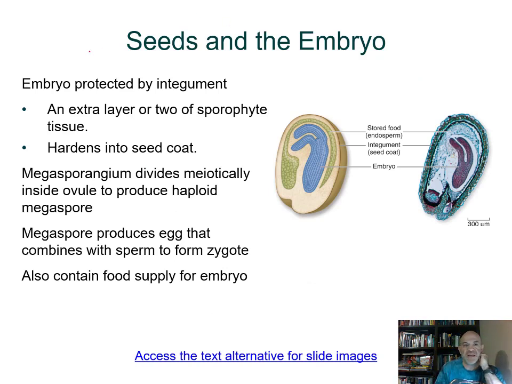So looking at the seed, the embryo is going to be protected by the integument. The integument is a layer of cells from the parent plant that's producing the seed, and so the integument is described as an extra layer of sporophyte tissue. So the parental sporophyte. This integument is going to harden and become the seed coat.